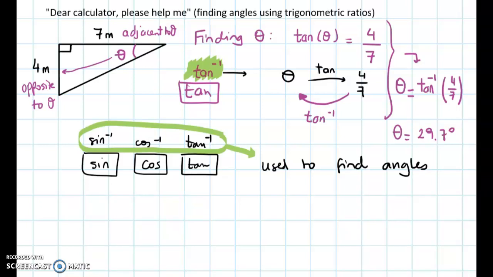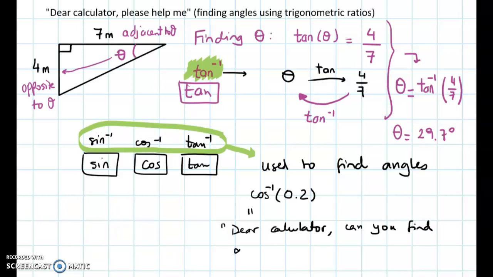If I write cosine minus 1 of, I'm just going to make something up, 0.2, this in the language of the calculator means the following. I'm saying, dear calculator, can you please find an angle, let me give a name here, theta, such that when I apply the cosine, cosine of theta is equal to 0.2? And yes, your calculator can find this.